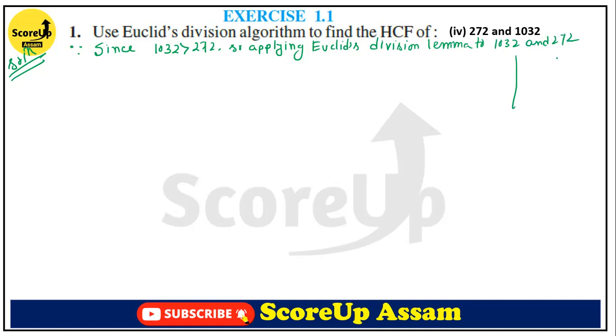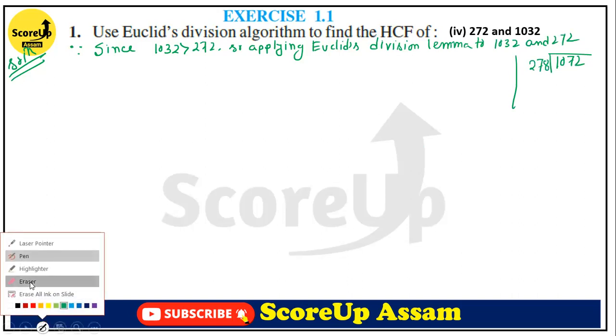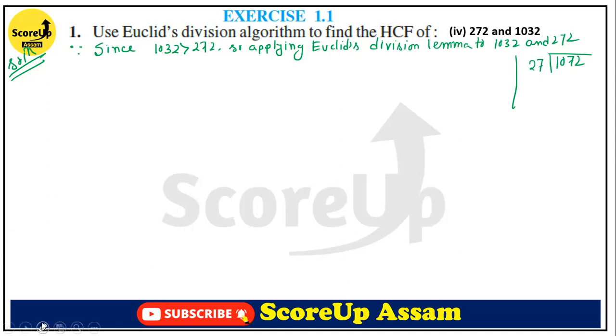So let's do rough work here. Divide 1032 by 272. It is approximately 270, right? Sorry, it is 272. It is close to 300, so it may go 4 times. Let's check whether it will go 4 times or not. 4 2s are 8, 4 7s are 28, carry 2, 4 2s are 8 plus. So it will not go 4 times, it will go 3 times.